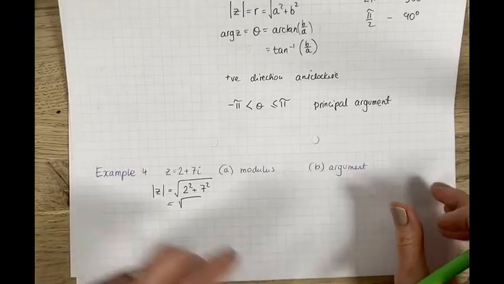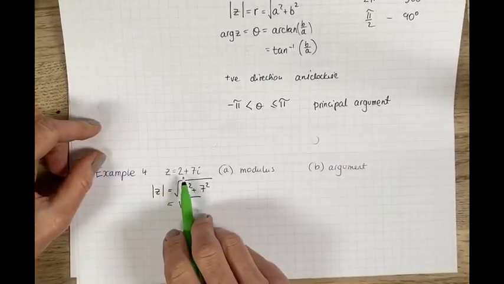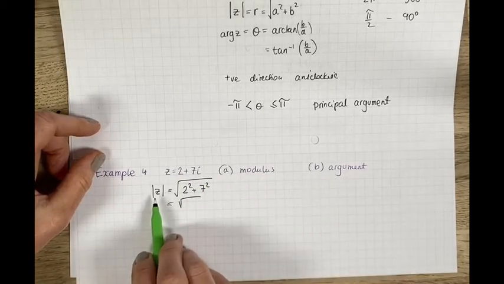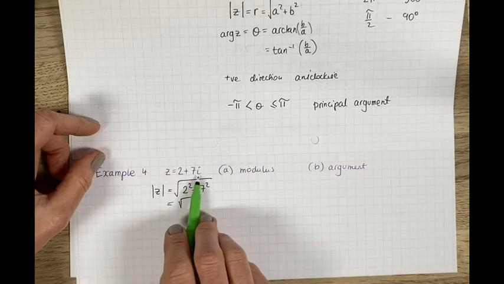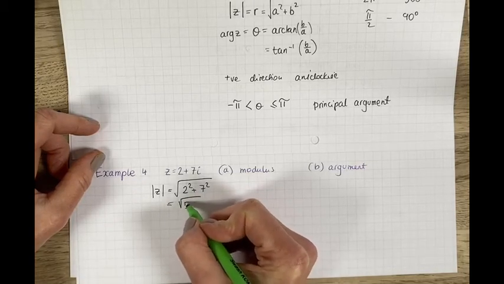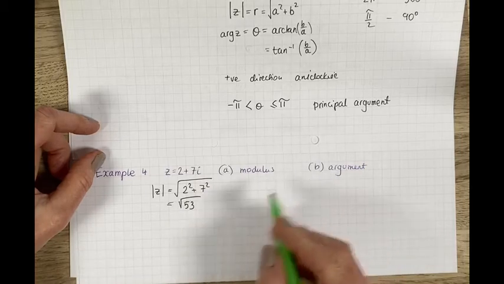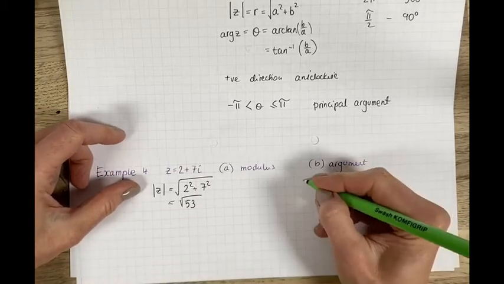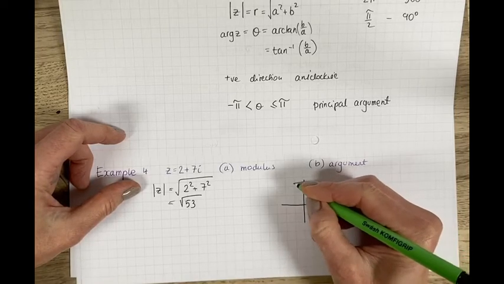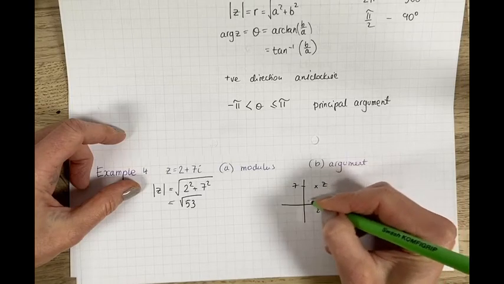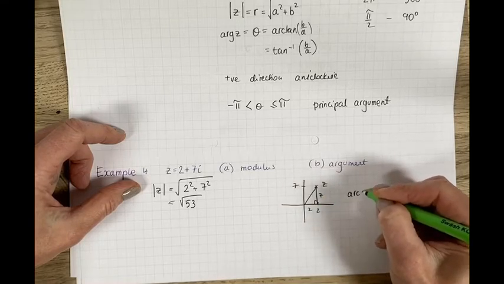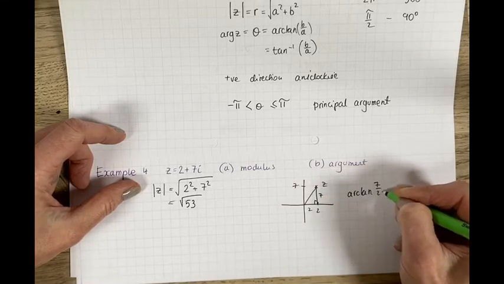Okay, this is example 4. You've got a complex number 2 plus 7i, and we've got to find the modulus of that complex number and its argument. The modulus of Z is just quick Pythagoras: 2 squared plus 7 squared, square rooted, so the square root of 53. For the argument, I always like to sketch it regardless. So it's 2 across and 7 up. There's my complex number Z. So it's 7 here and 2 here. So arc tan of 7/2.